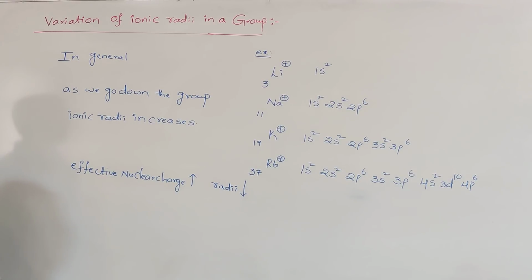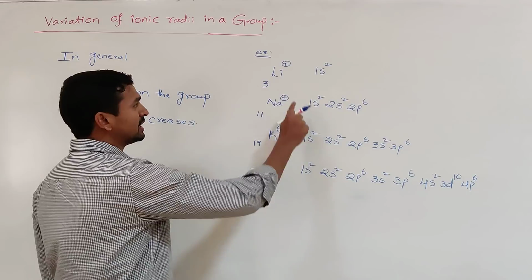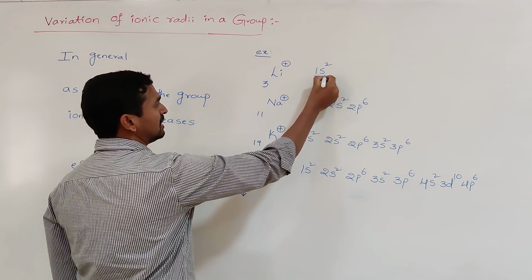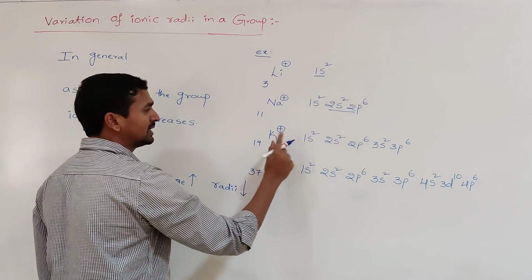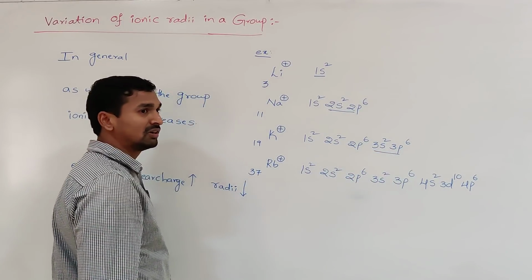What is that predominant factor? You can see here, in lithium the first shell is the outermost. In sodium, the second shell is the outermost shell. In potassium, the third shell is the outermost shell.